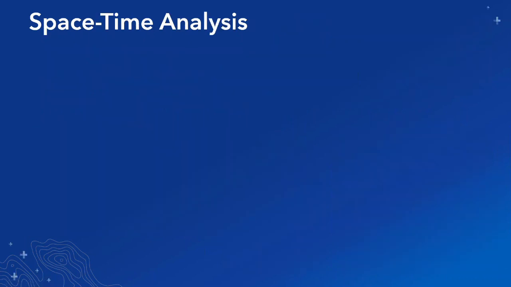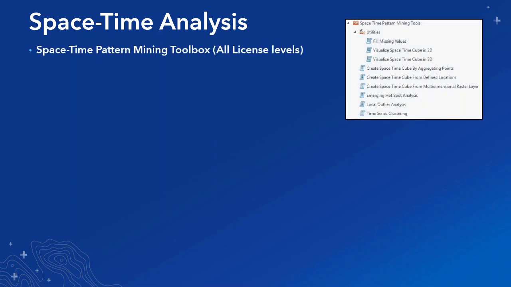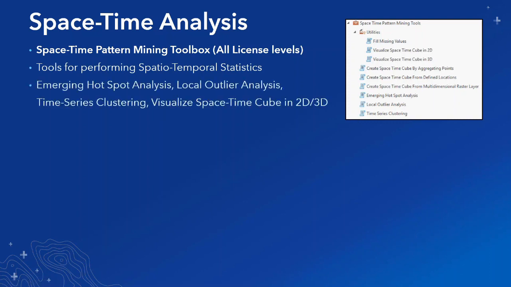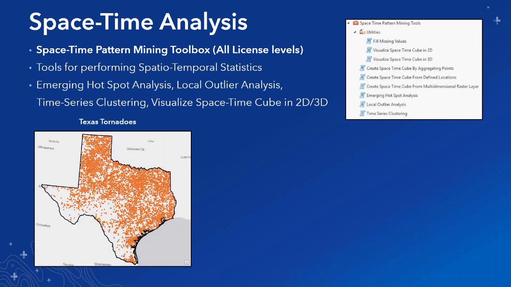We also have many tools that then incorporate that fourth dimension, time. And these tools build upon some of the spatial statistical methods by incorporating that temporal dimension. Are there patterns in both space and time? And these are available in the space-time pattern mining toolbox. Again, they perform spatio-temporal statistics, things like emerging hotspot analysis, time series clustering, and then being able to view these results in both 2D and 3D.